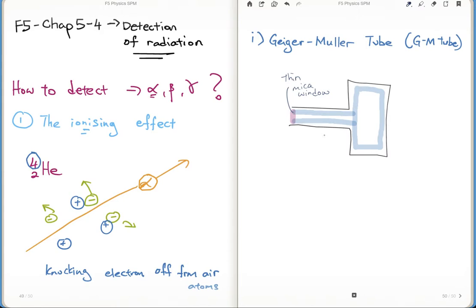So the outside here is the aluminum body that serves as the cathode, and then you have a tungsten rod in the middle. The tungsten rod will be connected to the exterior, and the cathode is connected to the counter. So what happened?